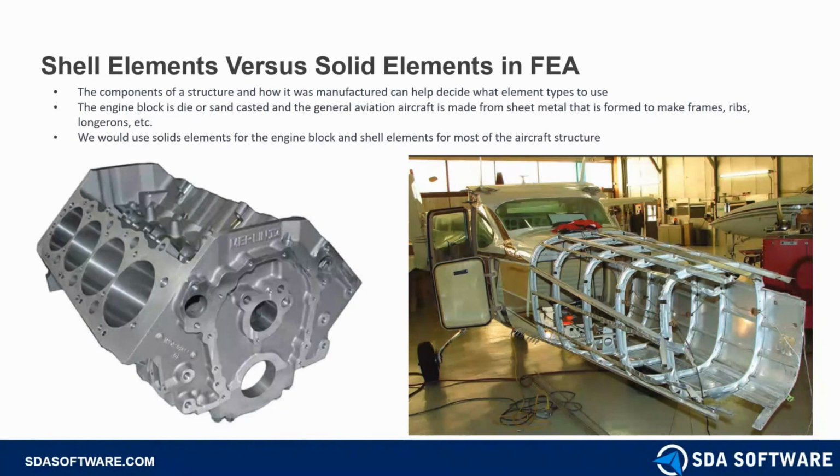So the engine block here is die or sand casted. And in general aviation, aircraft typically are made from sheet metal that's formed to make frames, ribs, longerons, etc. So we would use solid elements for the engine block, and we'd use shells for the aircraft structure. Next.